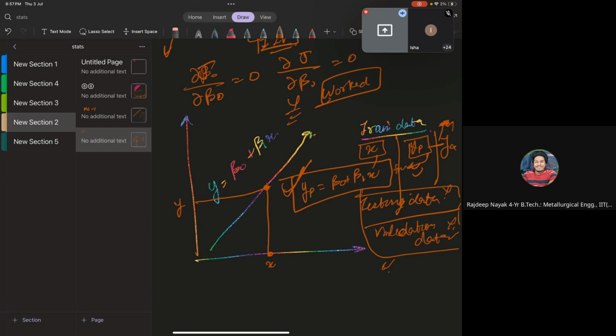I think I've talked enough on simple linear regression, and I hope it's pretty clear. Is it, everyone? Yes or no? Can you please give me the confidence so I can move forward?